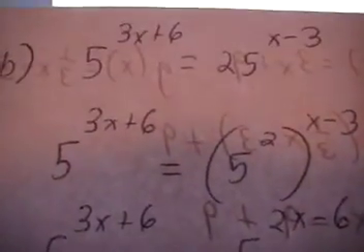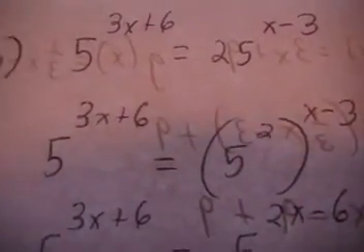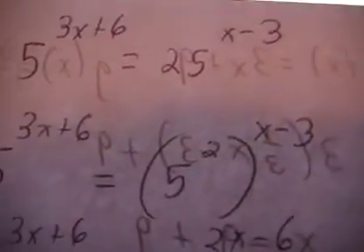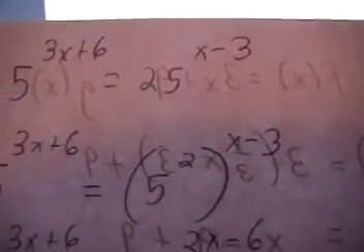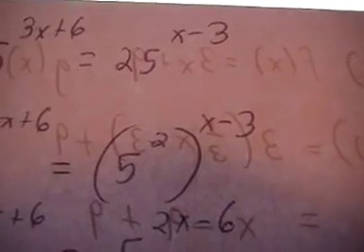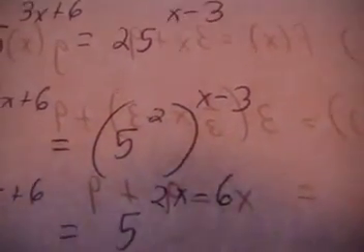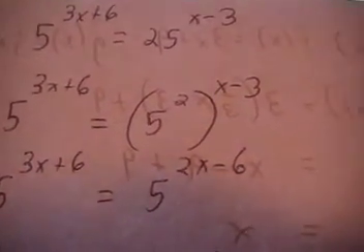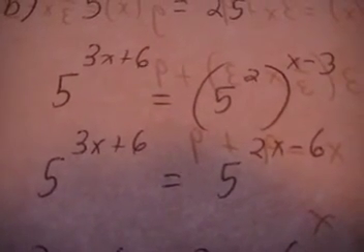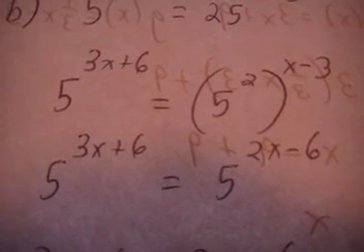25 is the same thing as 5 squared. So I've got 5 to the 3x plus 6 equals 5 squared to the x minus 3, because 5 squared is the same thing as 25. And then I can do the multiplying exponent rule. The 2 gets multiplied to the x and the negative 3 to make 5 to the 2x minus 6. And that will be equal to 5 to the 3x plus 6.